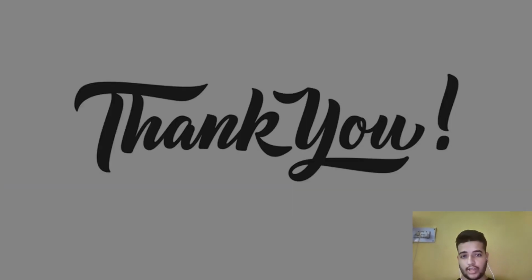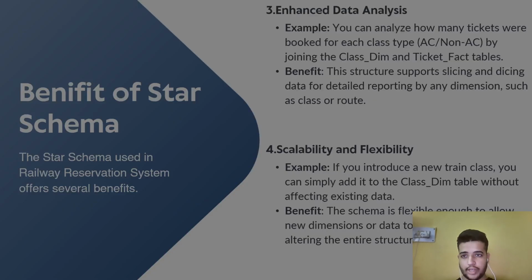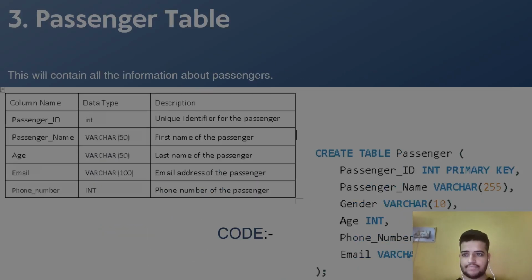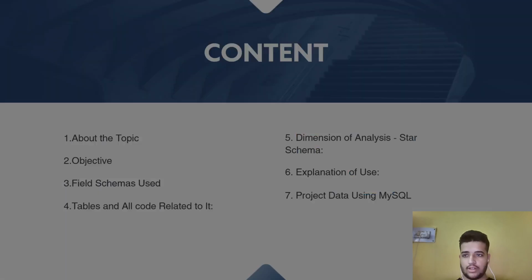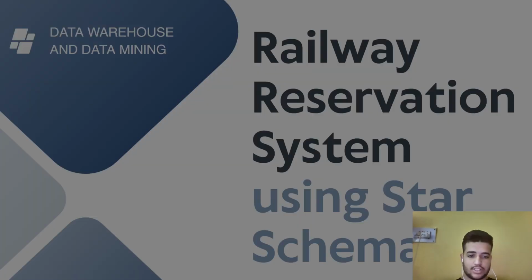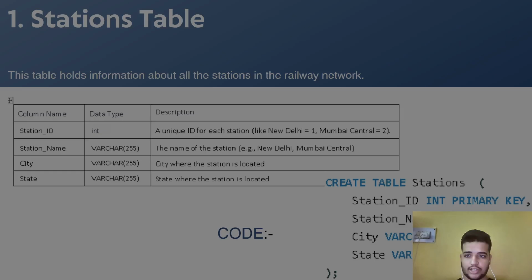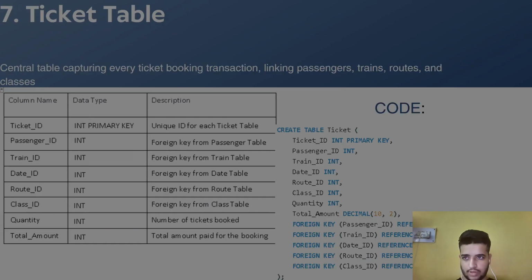This is another query. To conclude, I just want to say that this is our railway reservation system using star schema. This is how we presented. We created the schemas used. We created all the tables one by one.